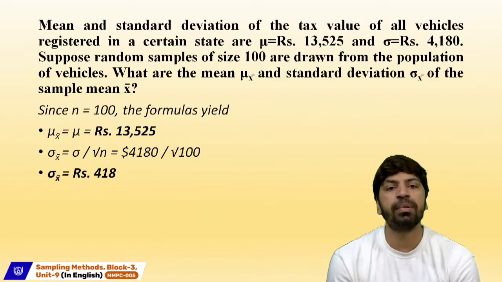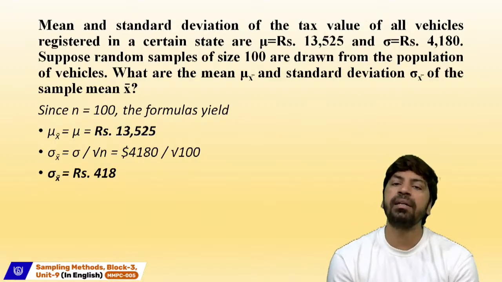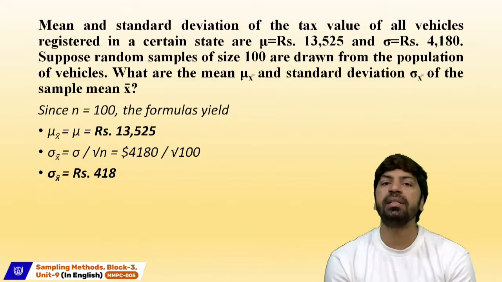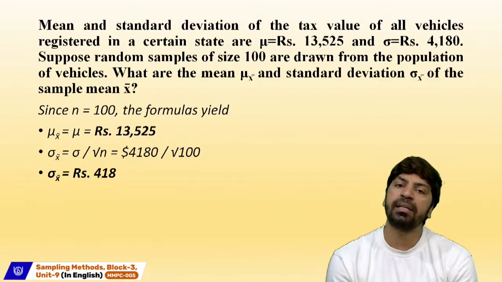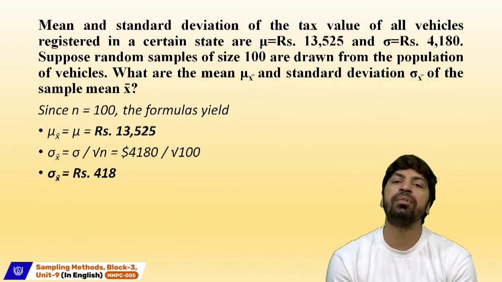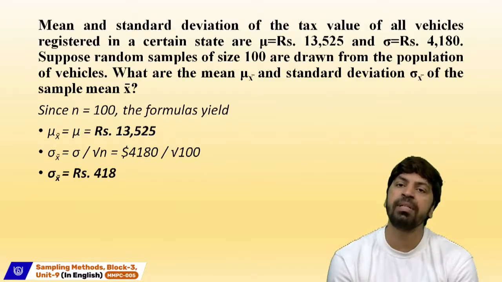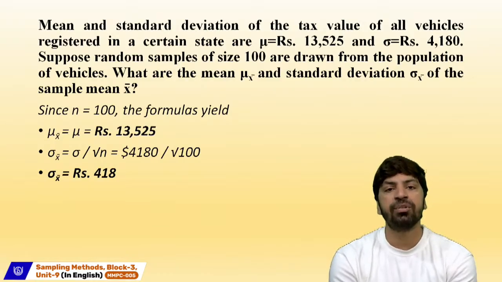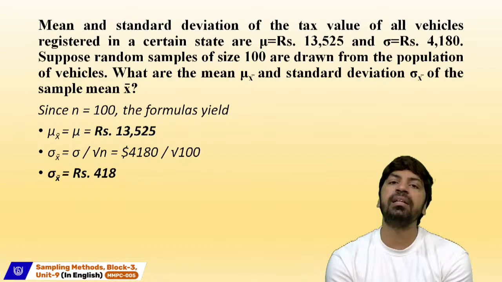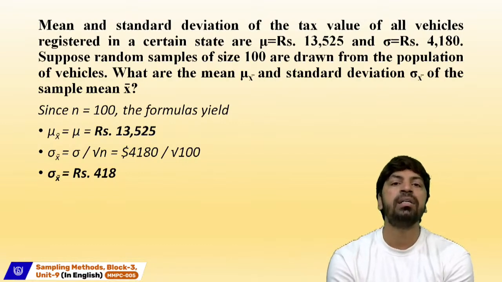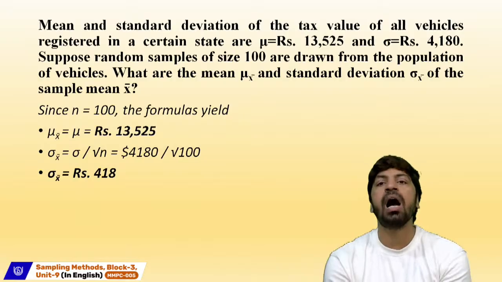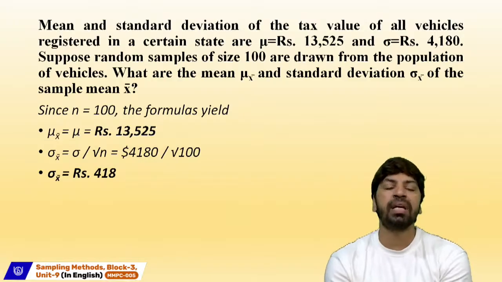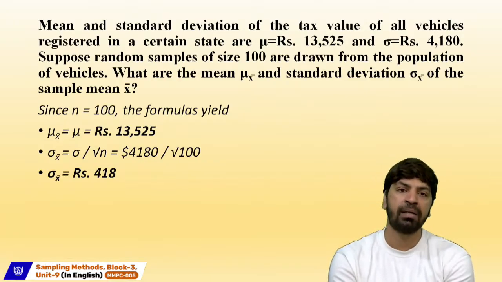Let's take an example to understand. The mean and standard deviation of the tax value of all the vehicles registered in a certain state are, that is, the population mean equal to rupees 13,525, and the standard deviation, that is rupees 4,108. Suppose a random sample of size 100, so that means n is 100, is drawn from the population of vehicles. What are the mean and standard deviation of the sample mean, that is x bar?